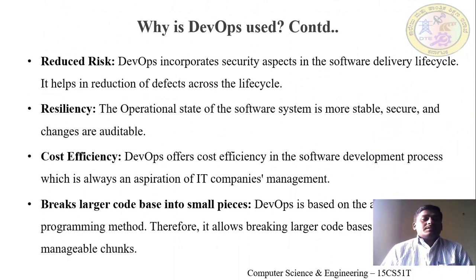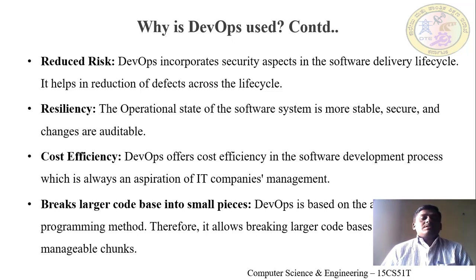Next, reduced risk. As I told you, reduced risk in the sense that DevOps incorporates security aspects in the software delivery life cycle. It helps in the reduction of defects across the life cycle, and it also looks at the security policies, either internal attacks or external attacks, to secure the particular application or software.